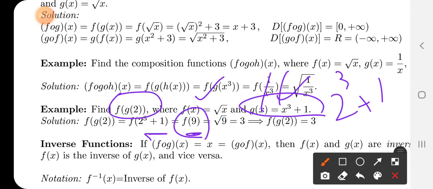So what is f of 9? f of x is the square root of x. Instead of x you have to replace 9 on the right hand side of this function, so the square root of 9 is 3. So this is the answer.